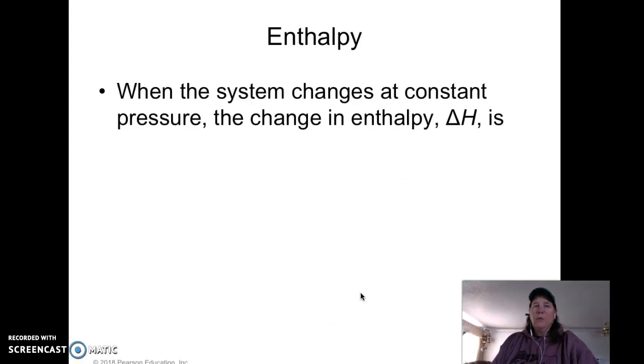So when a system changes at constant pressure, the change in enthalpy, which is delta H, remember, anytime you have a triangle, that means delta, and it means change in. The change in enthalpy is right here. The change in the internal energy plus the pressure volume, those you add together, and then that's going to give you your change in enthalpy.